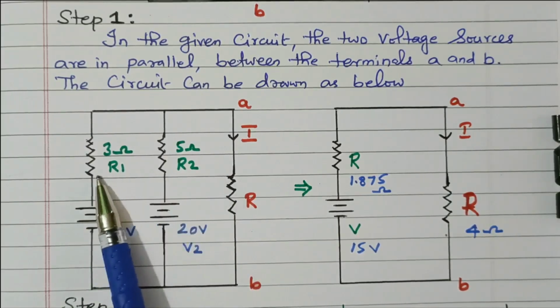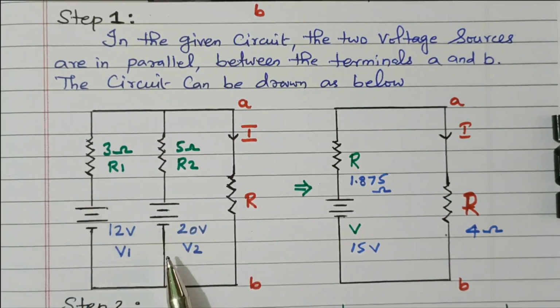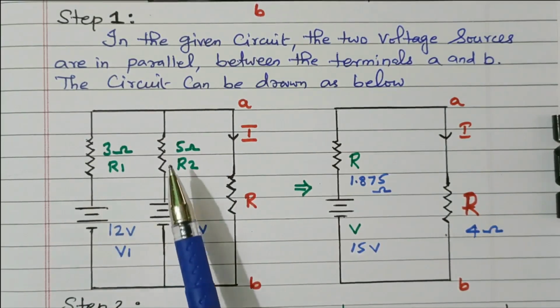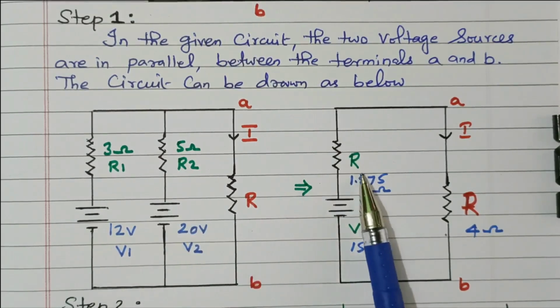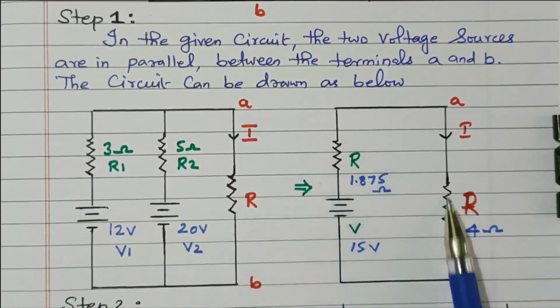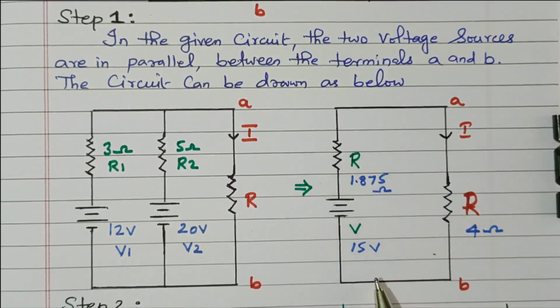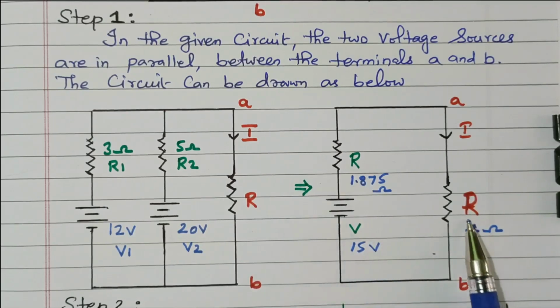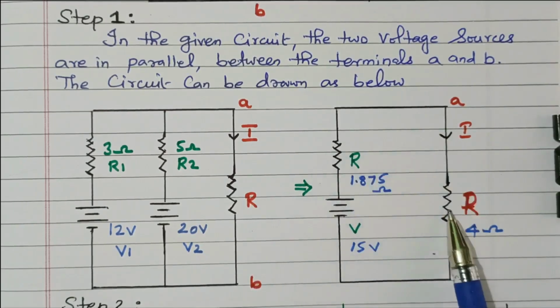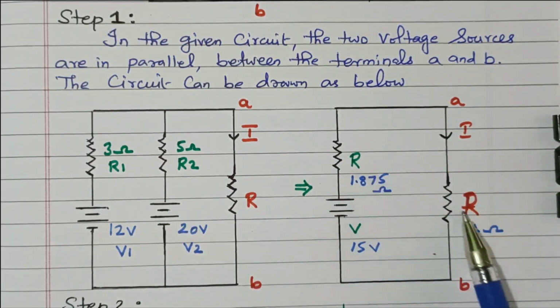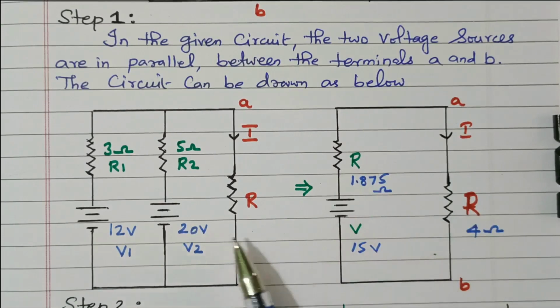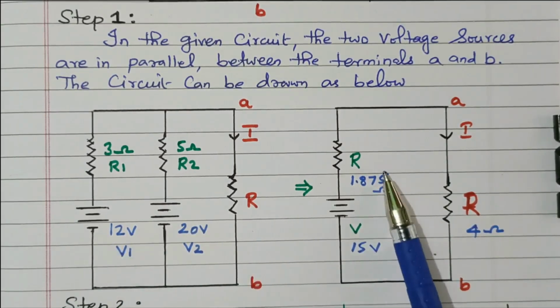So we can convert this voltage source with a series resistance, and another voltage source with series resistance, into a single voltage source and single resistance. After converting, the circuit becomes very simplified. We have only one voltage source, one resistor and one load resistor, all connected in series. So we can easily calculate the current: I equal to V divided by R, the sum of these two resistances. So we are converting the two voltage sources into a single voltage source with a resistance.